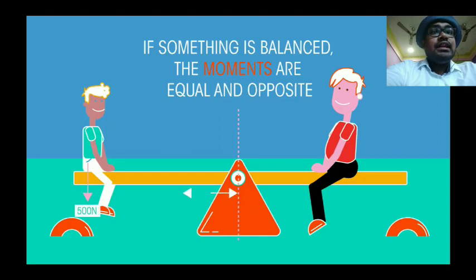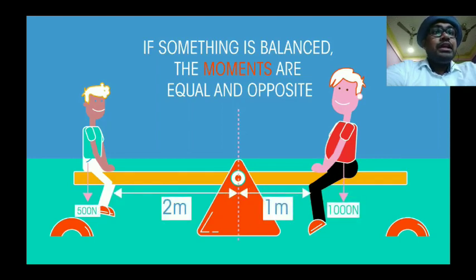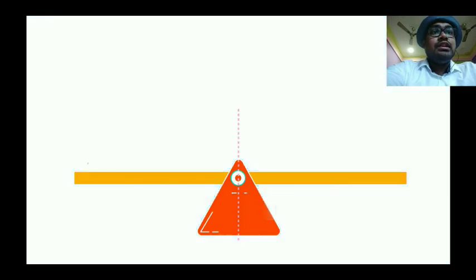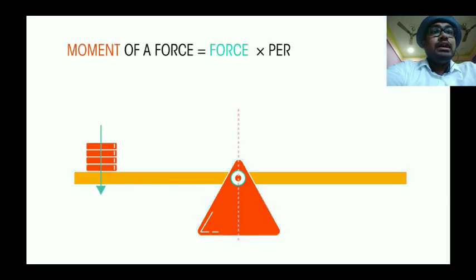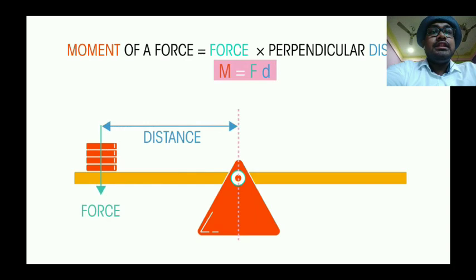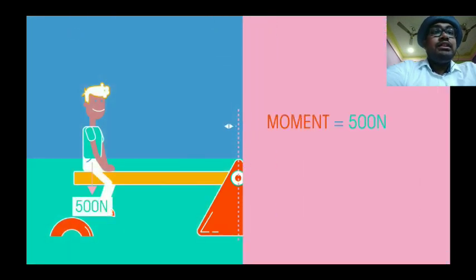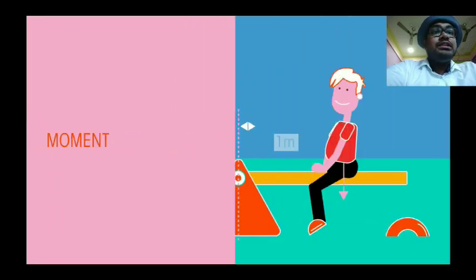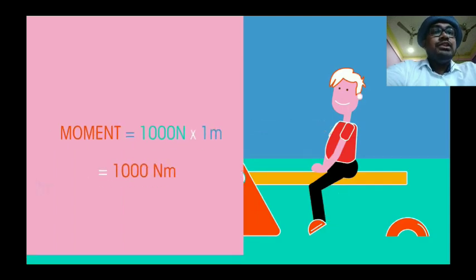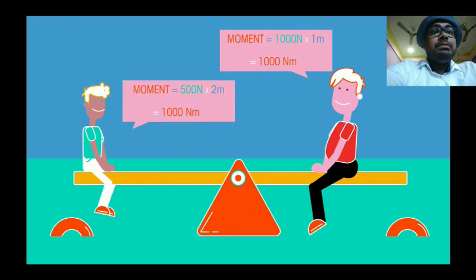To be balanced, the lighter child needs to sit further away from the pivot and the heavier child needs to be closer. This is because the size of the moment is determined by the force and the distance. So the moment of the lighter person is 500 newtons multiplied by 2 meters. That means 1000 newton meters. And the heavier person is 1000 newtons times 1 meter, which also gives 1000 newton meters. They are perfectly balanced on their seesaw.